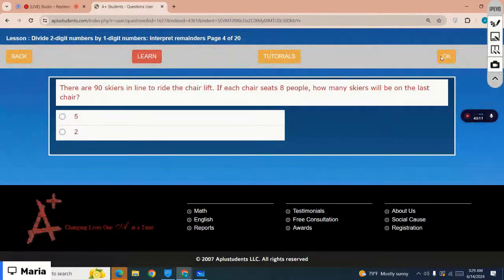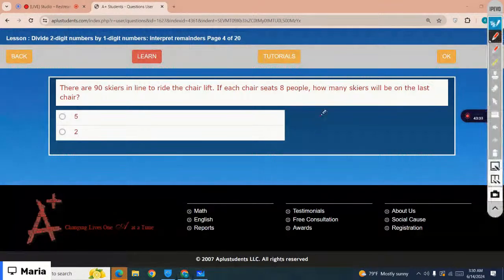There are 90 skiers in line to ride the chairlift. If each chair seats 8 people, how many skiers will be on the last chair? Which is the correct option? Which is the correct option? 90 divided by 8 equals.